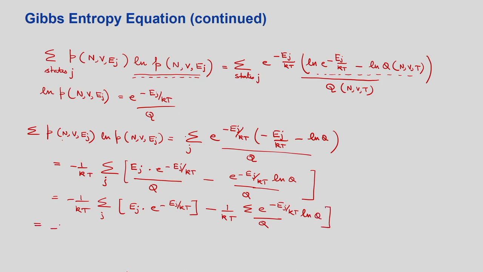So this takes the form minus 1 upon kT, summation of E_j into e to the power of minus E_j upon kT. Just now I referred in the previous slide, it is nothing but U by kT squared, because you see, what is U by kT squared? Let me write it here. Remember, U by kT squared equals dou ln q by dou T, which is equal to 1 upon q, summation of e to the power of minus E_j upon kT into E_j by kT squared, summation closed.